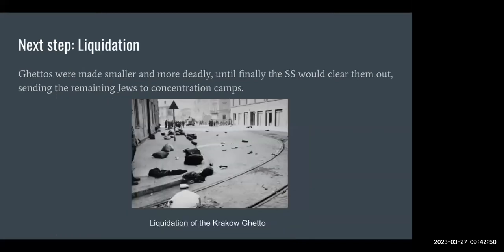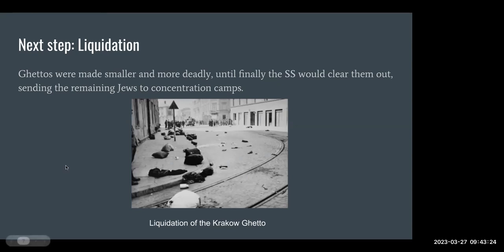The next step after this was called liquidation. When the Nazi Party and the SS decided that it was time for the ghetto to be cleared out, oftentimes that meant that the SS would go door to door, making sure that everyone had been evacuated, and they were sent off on trains, packed into train cars, and sent off to concentration camps. Generally speaking, to the nearest concentration camp to wherever the ghetto was.